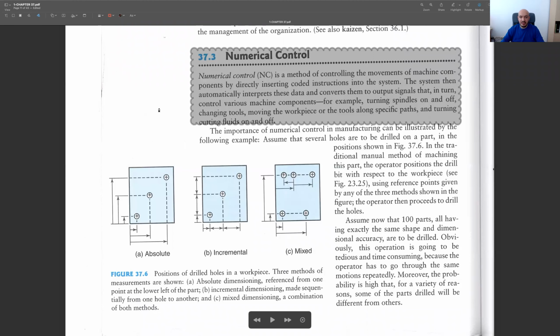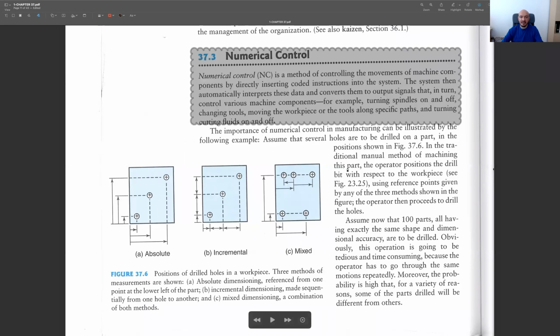Let's continue with numerical control. It's actually controlling the movements of machines by inserting some coded instructions into the machine. So once you have written these codes, then you store them on a kind of disk, or these days we don't use such disks. We use USB, we use Wi-Fi connection sometimes. But the thing is that we need to transfer these commands to the machine.